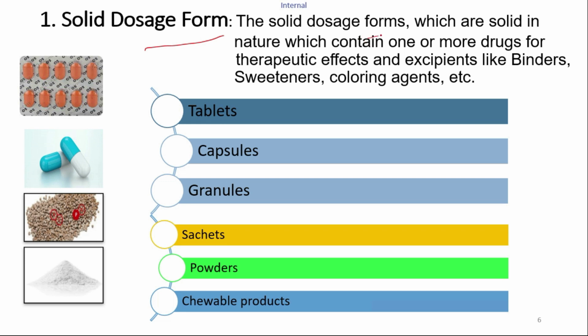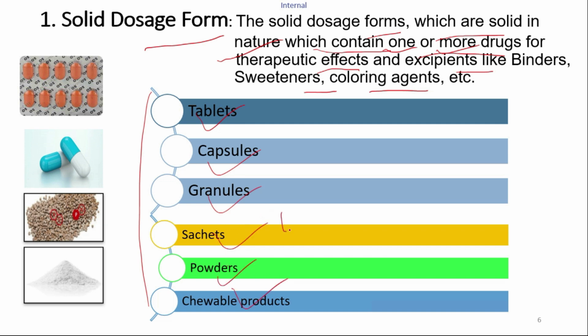The solid dosage forms are solid in nature, and contain one or more drugs for therapeutic effects and excipients like binders, sweeteners, coloring agents, right? So basically they are solid in nature and can contain one or more drugs, right? So the examples of solid dosage forms are tablets, capsules, granules, sachets, powders, chewable products.